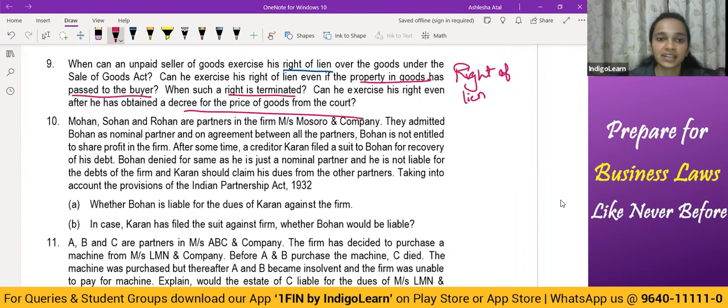All you have to write about is what is the unpaid seller's right of lien, in which situation can an unpaid seller exercise his right of lien, when is the right of lien terminated, when does the right of lien come to an end, and also can this right be exercised by the seller if he has obtained a decree for the price of goods from the court. So this is a simple theory question. This is a direct question. So it doesn't require a lot of explanation. This is something which we have understood in a lot of detail already. So let's move on to other case study based questions.